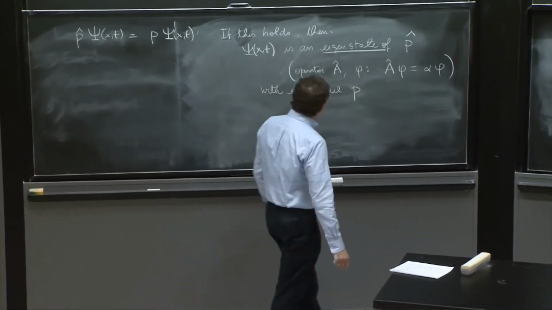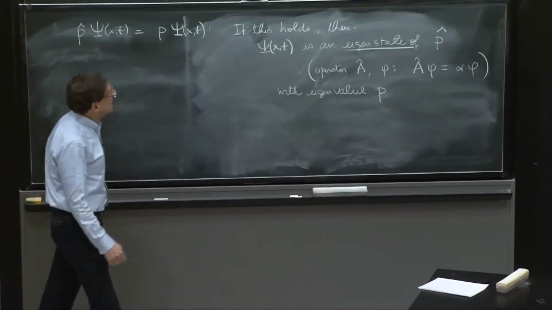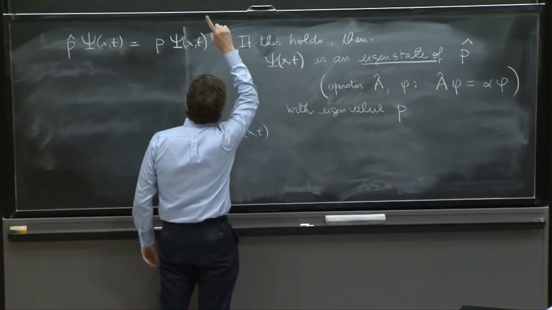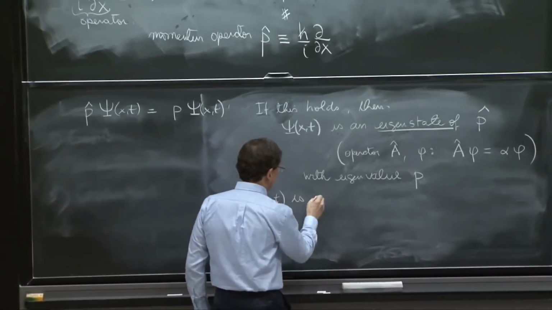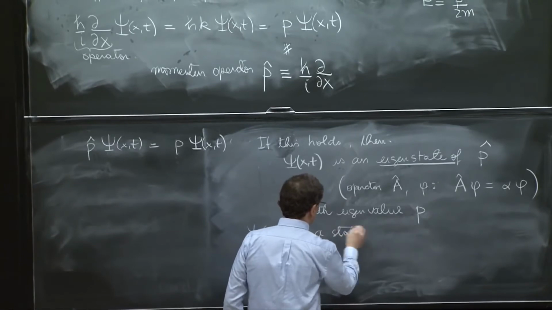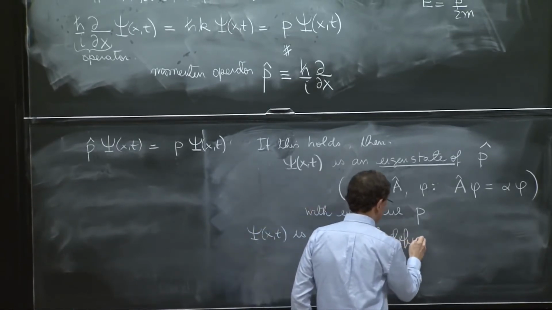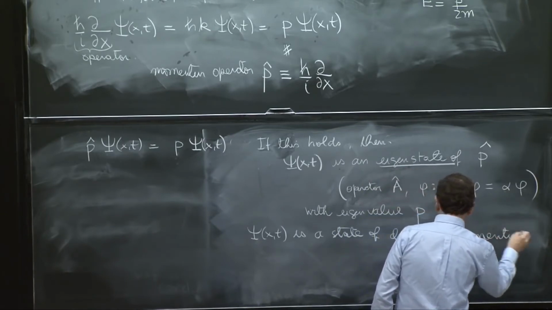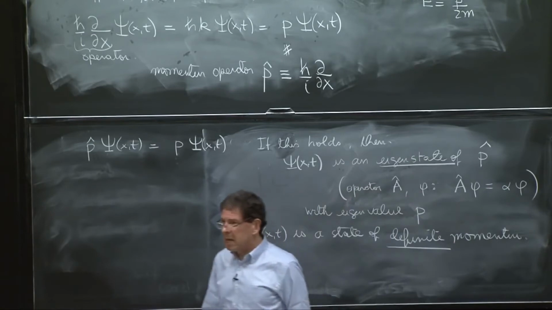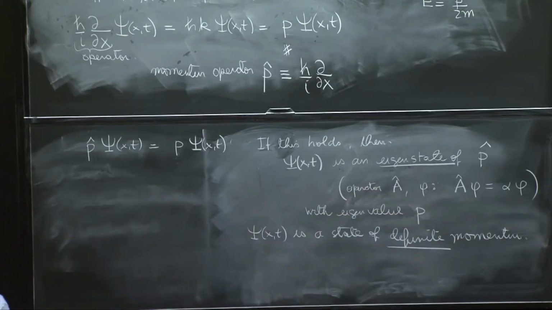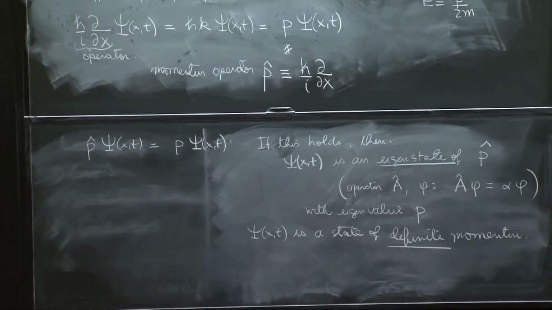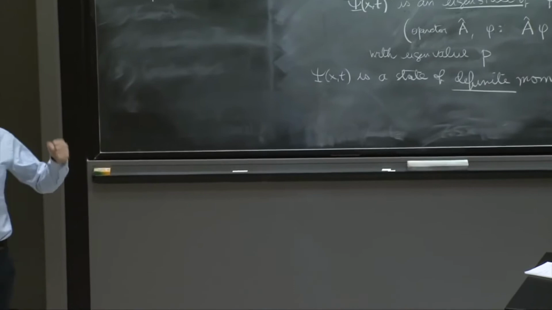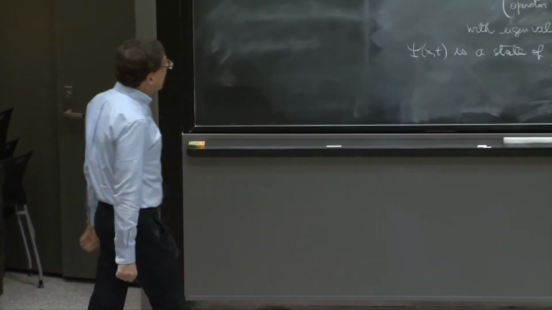So another way of expressing this is we say that this psi of x and t is a state of definite momentum. It's important terminology. Definite momentum means that if you measured it, you would find the momentum p. And there would be no uncertainty on this measurement. You measure and you always get p.